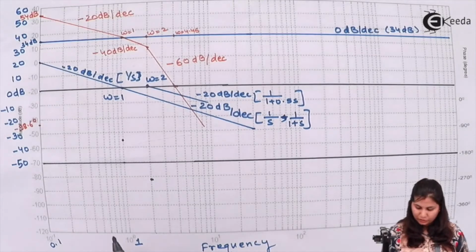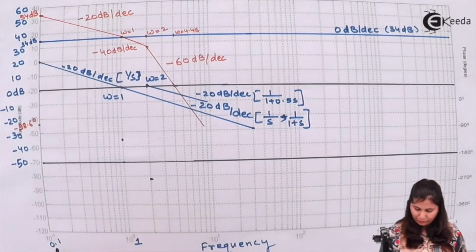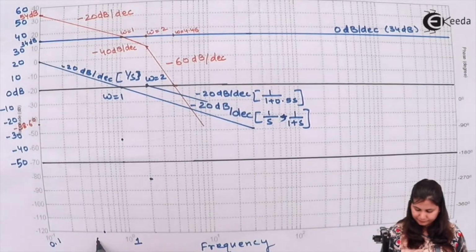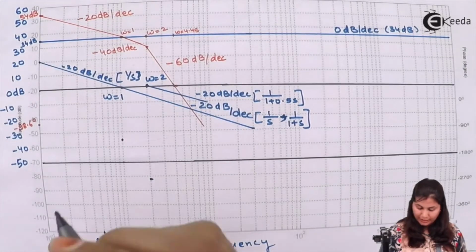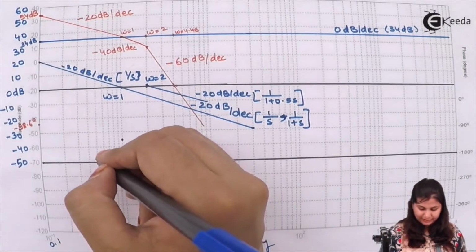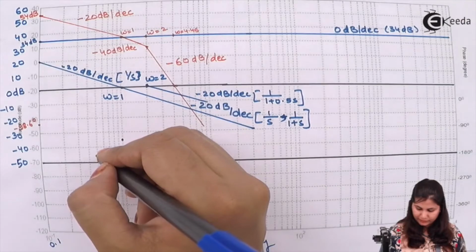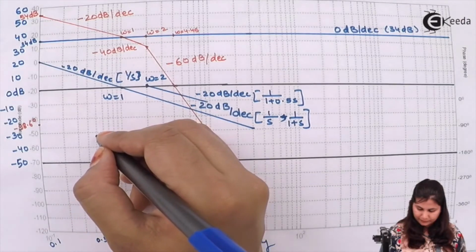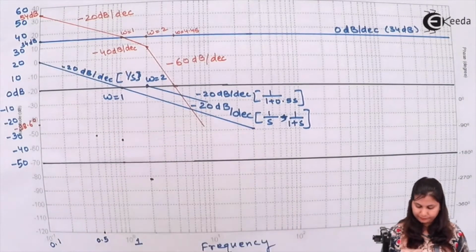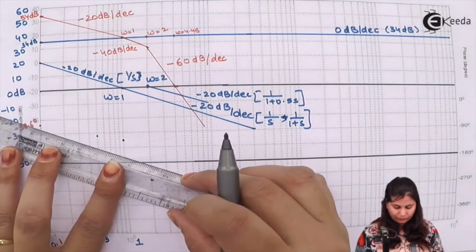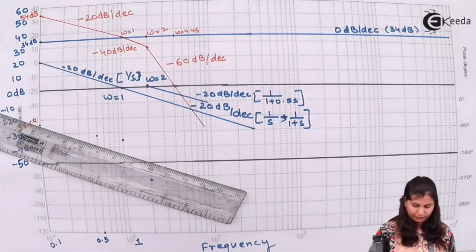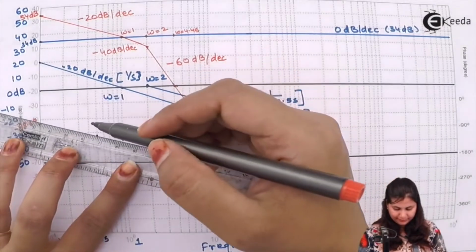This is 1, so 0.5 will be here. 0.1, 0.2, 0.3, 0.4, 0.5. At 0.5, the phase angle is minus 130. Minus 130 will be here. Join these lines.